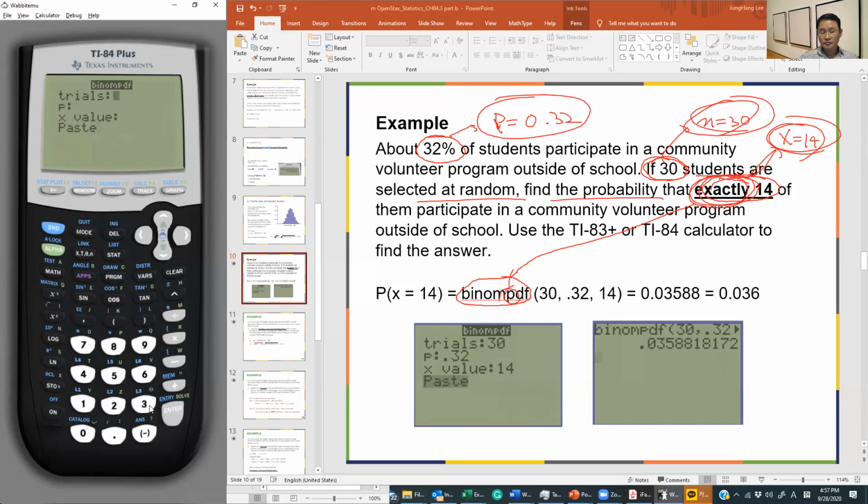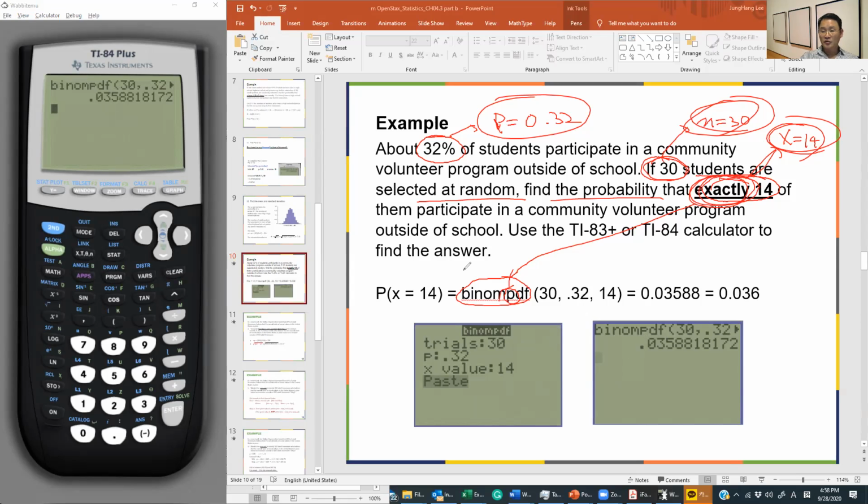trial, N 30, enter, P 0.32, enter, X value 14, enter, and enter again. Verify this variable, press it, there you go. There's your answer right there, right? There's your answer right there.